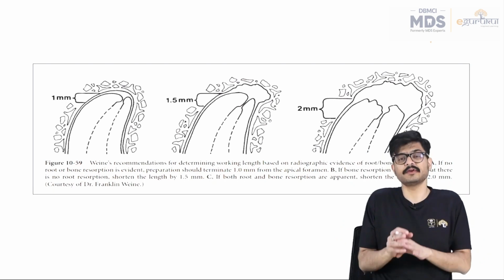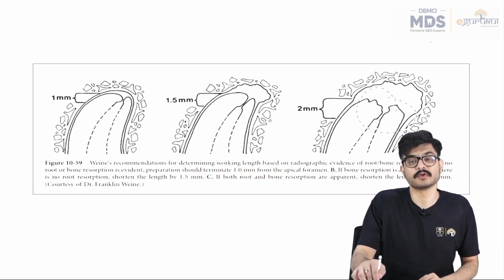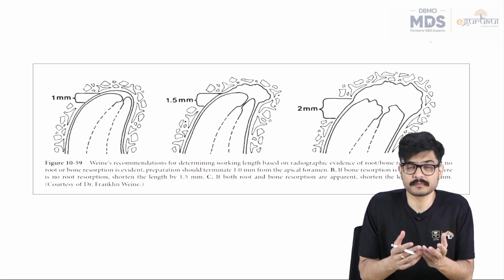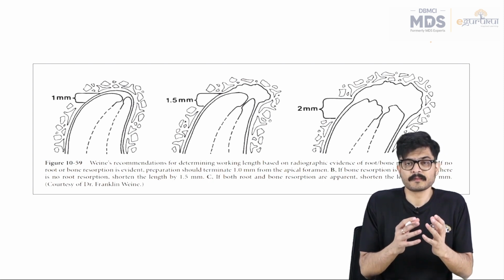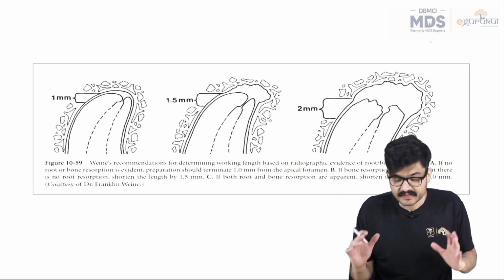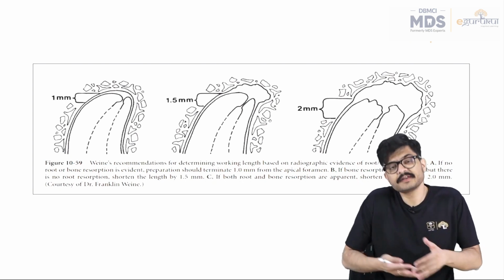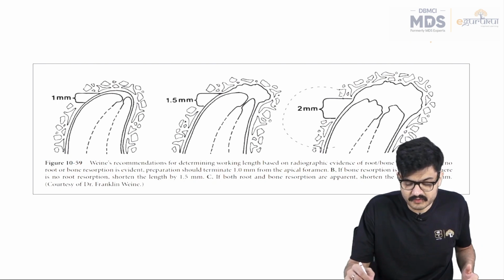What if radiographically you can see both bone resorption and root resorption? If on the radiograph you are able to see root resorption, then please understand that there is severe root resorption, right? So in that case, you have to keep your safety margin even higher. So further reduce by 1 mm from the existing 1 mm criteria. So you reduce a total of 2 mm.